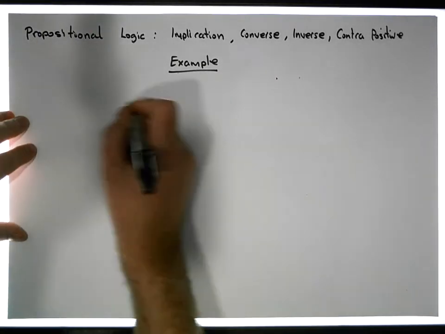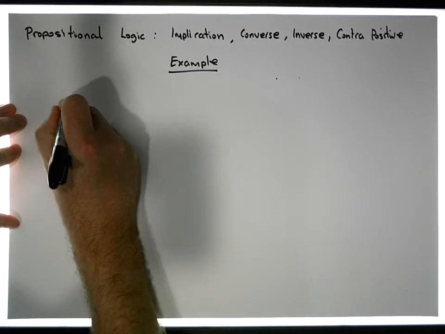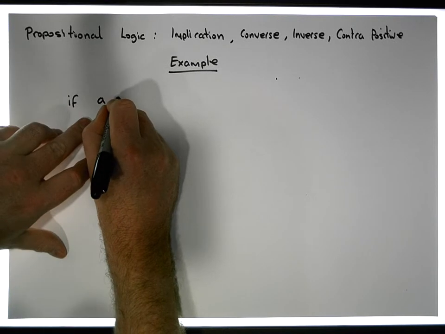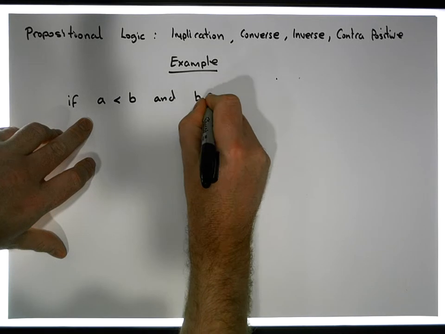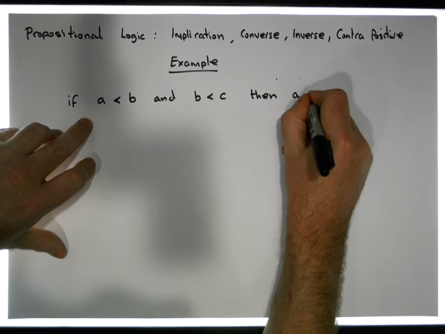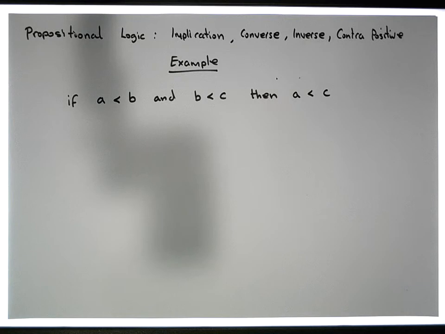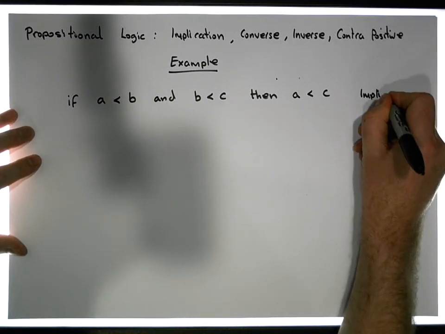Okay, so let's say my implication: if A is less than B and B is less than C, well then A is less than C. So this is a logical argument here, and we've seen this, I'm sure, many times before, this concept of transitivity. If A is less than B and B is less than C, then A is less than C. So this is my original implication.